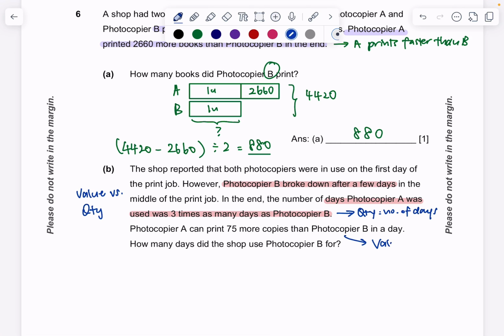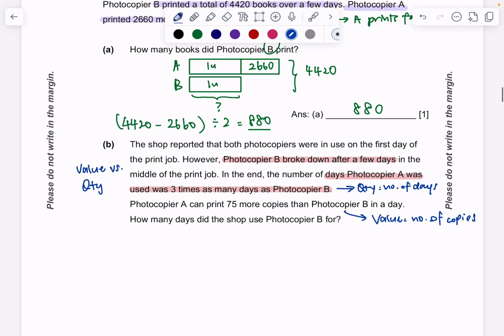So this is the value, or number of copies. Okay, in the end, yes, photocopier A can print 75 more copies. So when we have value versus quantity, the pro tip is to keep one of them and ignore the one that is different, right? Because on one hand, quantity is different. A is 3 units, B is 1 unit, right? On the other hand, for value, A is also 75 more than B every day, right?